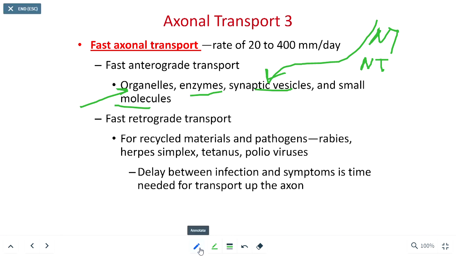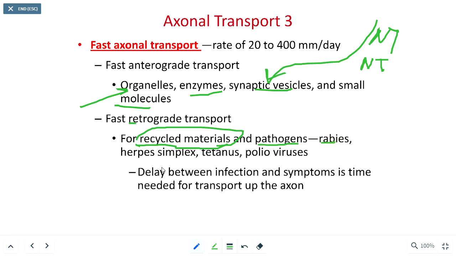When we look at our retrograde transport back towards the neurosoma, we're going to be focusing on recycled materials. After neurotransmitters are released from the cell, they are destroyed in the synaptic cleft, and then parts of them are reabsorbed and recycled and sent back to the neurosoma to be processed and turned back into a brand new neurotransmitter. These recycled materials heading back towards the nucleus make up a very large amount of the retrograde transport. However, pathogens will rely on this.